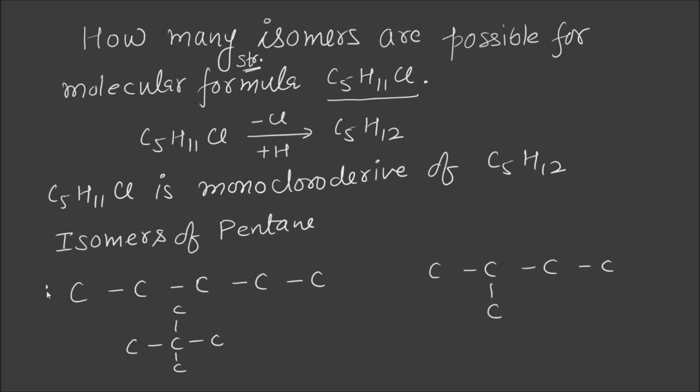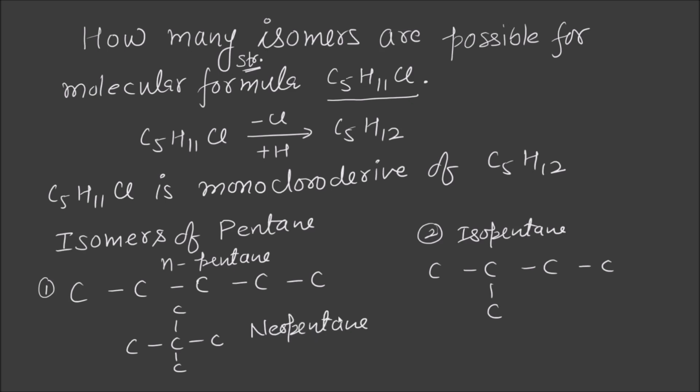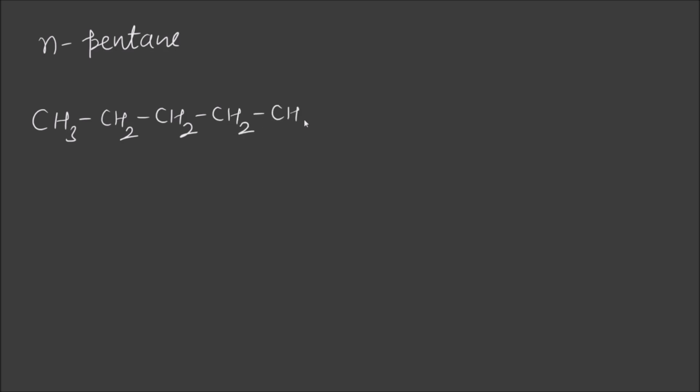The first one is normal pentane. The second one is isopentane, and the third one is neopentane. Just add hydrogens to satisfy the tetravalency of each carbon. First one, normal pentane: it is CH3, CH2, CH2, CH2 and CH3.